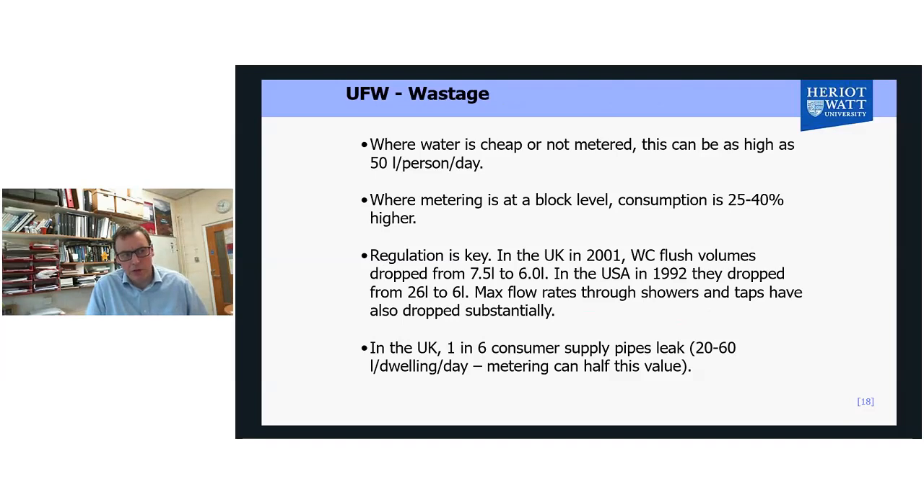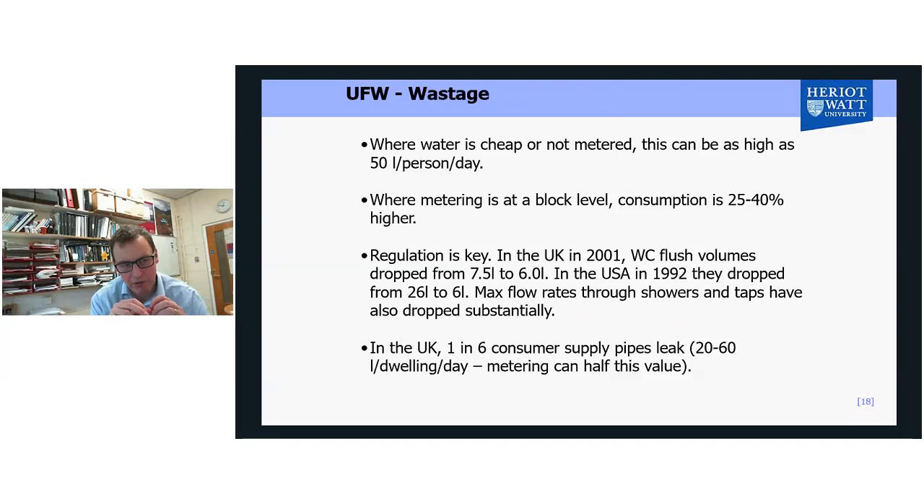So wastage, where water is cheap or not metered, wastage can be as high as 50 litres per day. Where metering is at a block level, consumption is 25 to 40% higher. The point that's making is that water meters tend to reduce consumption because people know that the more they use, the more they pay. But if the water meter is fitted to an apartment block, just one meter for the whole block, it's less of an incentive for people to reduce their consumption, because they know that if they're having lots of baths and long showers, they won't be paying for all that themselves. Their neighbours will be sharing that extra cost with them.